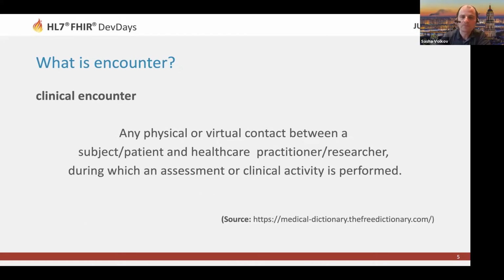Right, and one thing that they keep talking about is encounter, and by encounter they don't mean the FHIR resource. They mean encounter as a clinical concept. Just to refresh my memory, I went online and Googled it, and I found this definition in the medical dictionary. So basically, encounter is the contact, can be virtual contact or physical contact between patient and healthcare practitioner, like a provider. And during this contact, some clinical activity might happen.